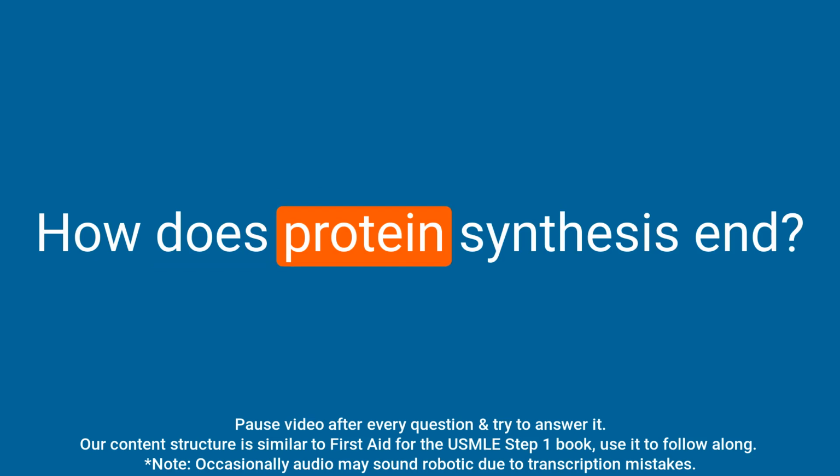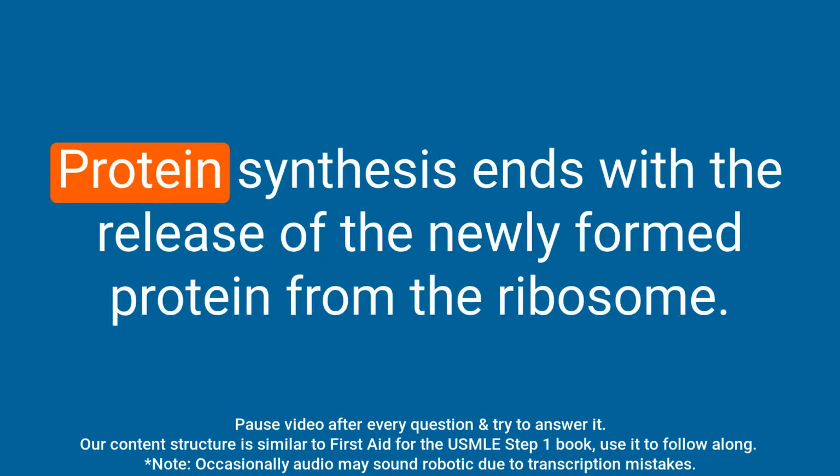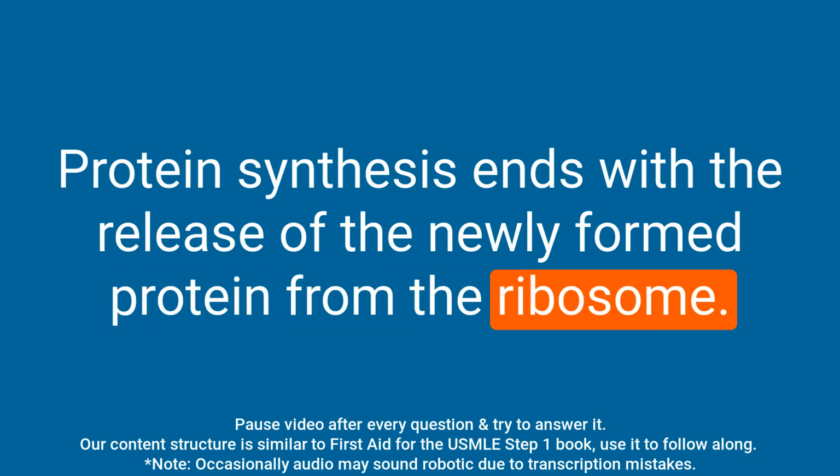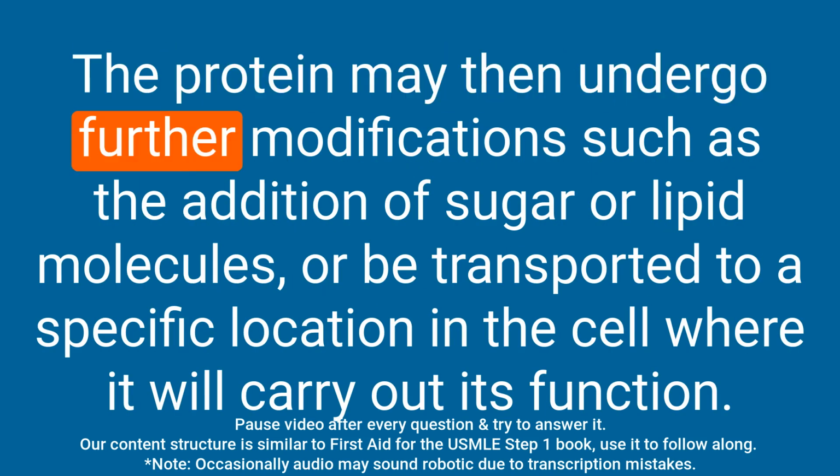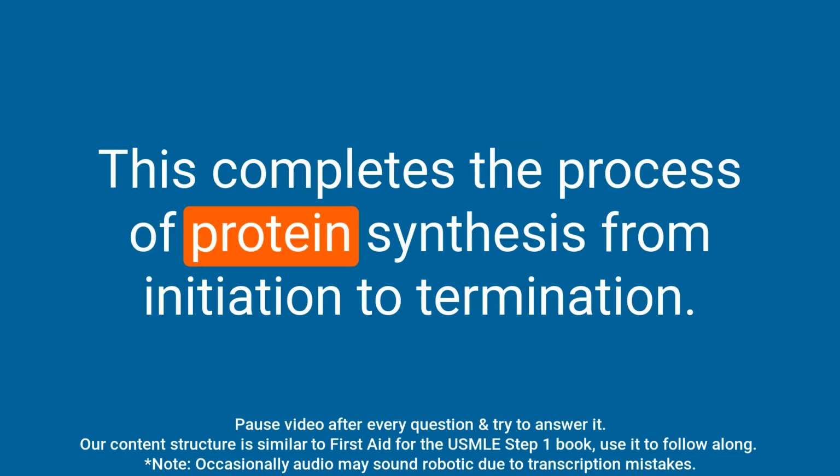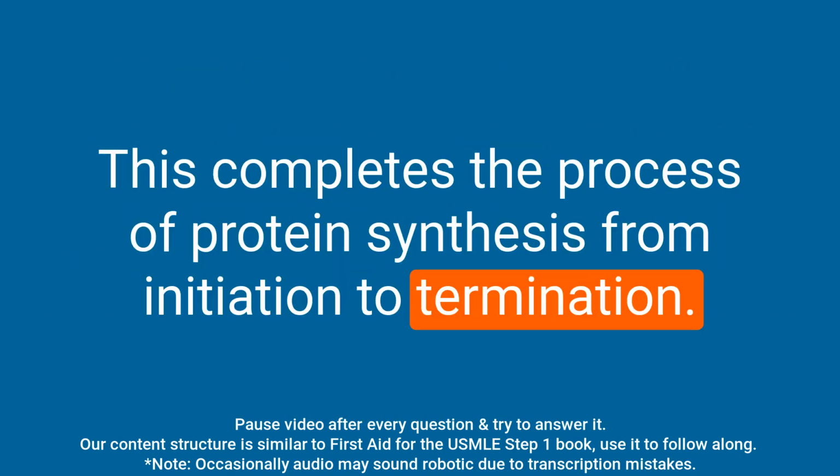Question: how does protein synthesis end? Answer: protein synthesis ends with the release of the newly formed protein from the ribosome. The protein may then undergo further modifications such as the addition of sugar or lipid molecules, or be transported to a specific location in the cell where it will carry out its function. This completes the process of protein synthesis from initiation to termination.